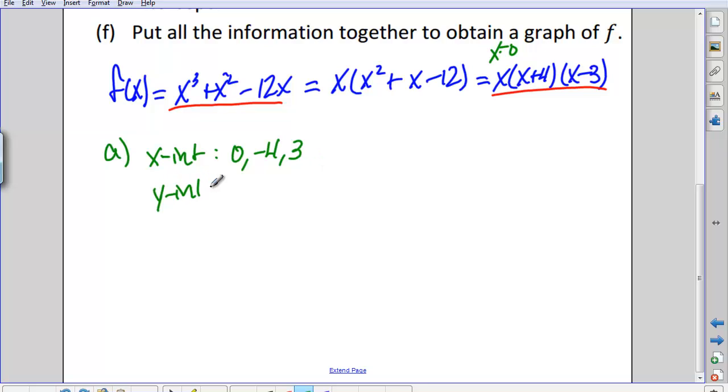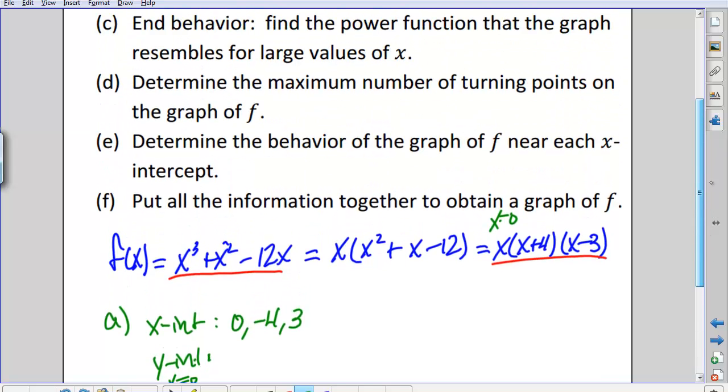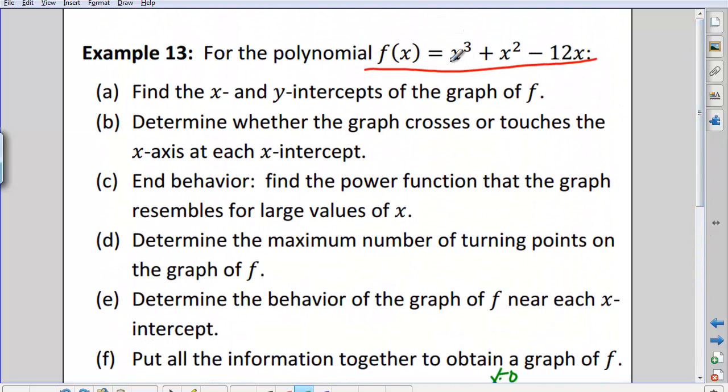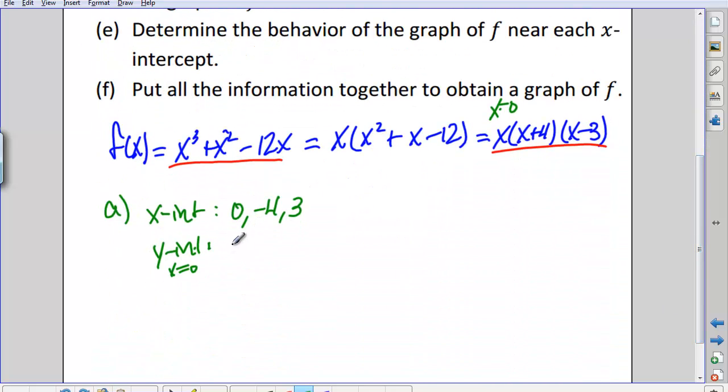For your y-intercept, remember that means that x equals 0. So if x is 0, 0 plus 0 minus 0, right? Wouldn't all these terms be zeros? So my y-intercept is 0.